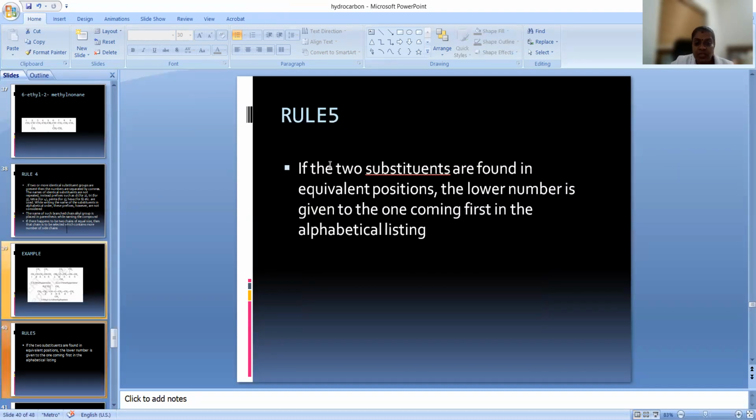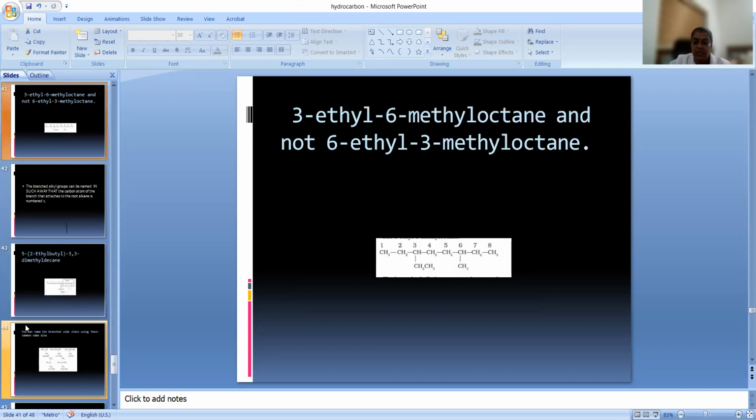Now next rule: if the 2 substituents are found in equivalent positions, the lower number is given to the one coming first in the alphabetic listing. We already saw that rule. Now look at this. The same example we are looking at again. So if you are numbering 1, 2, 3, 4, 5, 6, 7, 8. And if you number from this side 1, 2, 3, 4, 5, 6, 7, 8.